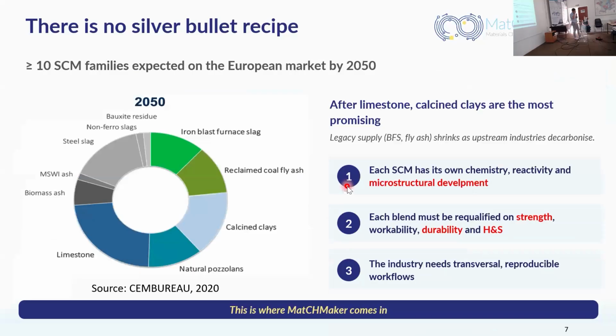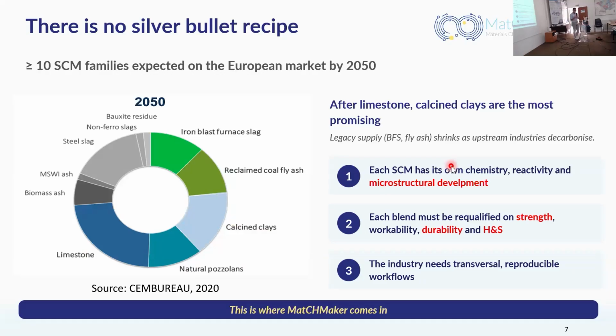Now the challenge we have is that by 2050, we expect to have a range of these so-called SCMs. I mentioned the limestone, which is the most obvious one, which you already use, but we are going to add other ones. The second one, which is big here, is the calcined clays. And therefore, in the MatCHMaker project, we have worked with limestone and calcined clay cements as the first obvious lever to decrease the CO2 emission. But we know that we will now have to cover the other SCMs, but we focus on, of course, the first biggest, most obvious SCMs that can have an impact.